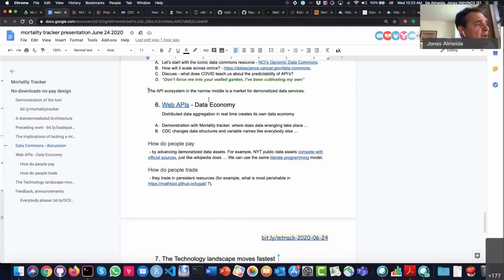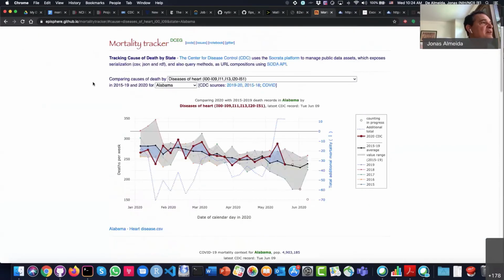Then I have an example. So if APIs are emerging in the web environment and they are orchestrating calls to the client side, what does this mean for the data economy I promised to touch on? The data aggregation is happening in real time, it's distributed, and a number of things are happening. As you saw from the mortality tracking, the data wrangling is happening somewhere, right? And this somewhere, we know now, has to be in the same place where everything else is happening.